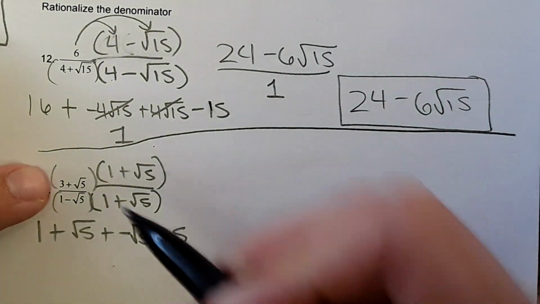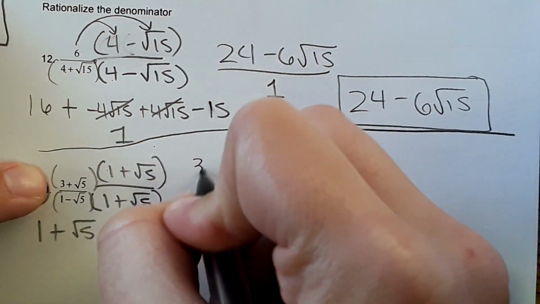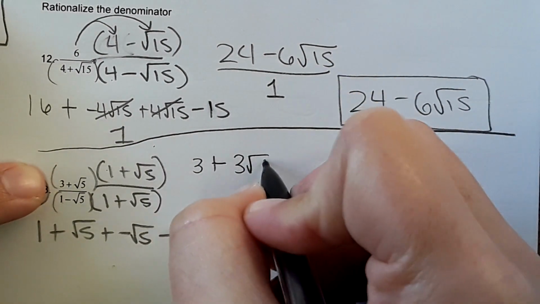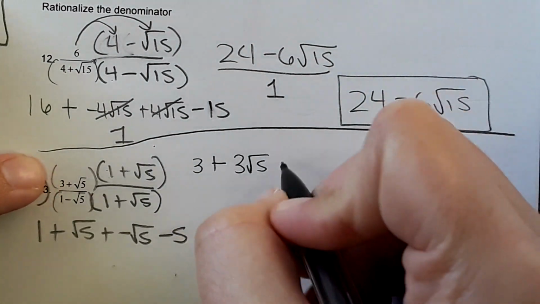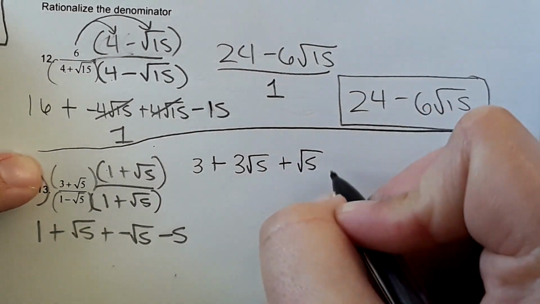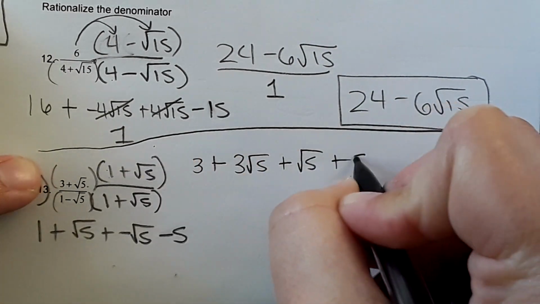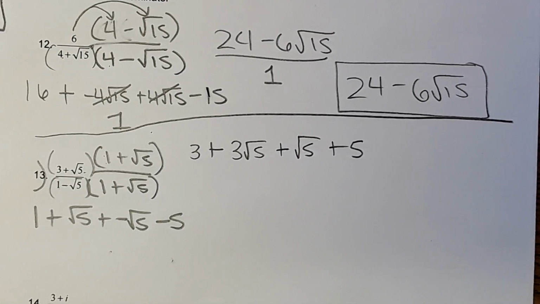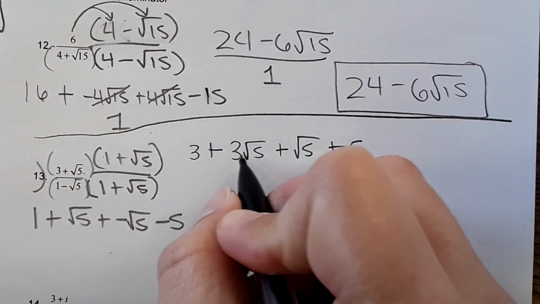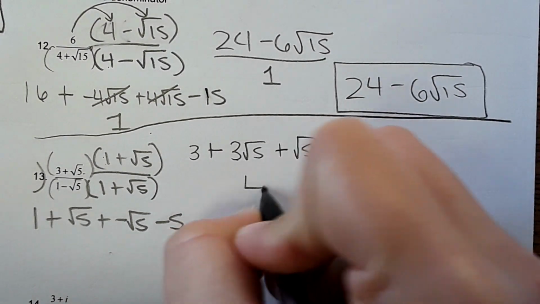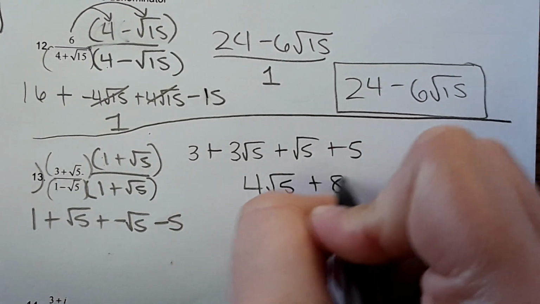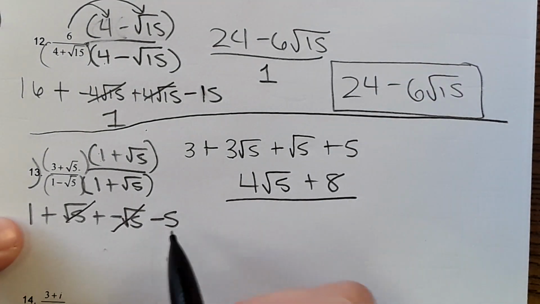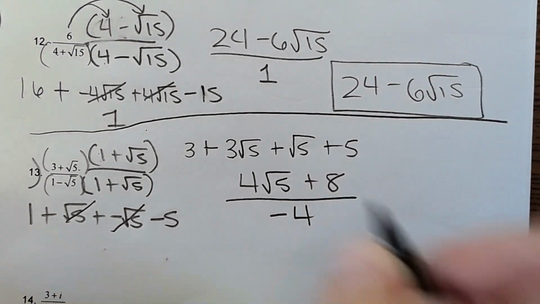And then foiling the top, 3 times 1 is 3. Outside, 3 square root of 5. Inside, square root of 5. And the last one is just 5. Simplifying this, 4 square root of 5 plus 8 over negative 4.